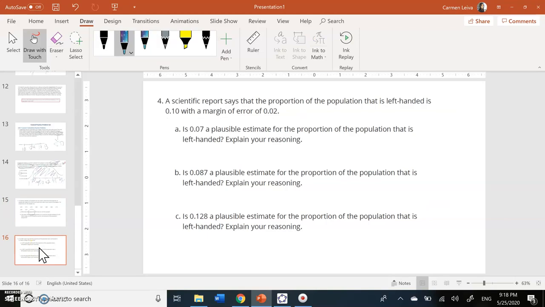Question number 4. They tell you the proportion, they tell you the margin of error, and then they're simply asking you to tell them if the numbers given make sense for the normal distribution. So it shouldn't be that bad. I understand if you're still struggling, but I will let you figure this out on your own. And then tomorrow, Wednesday, if you're watching this on Tuesday, I'll go over it, depending on how you do. But I need you to try first.